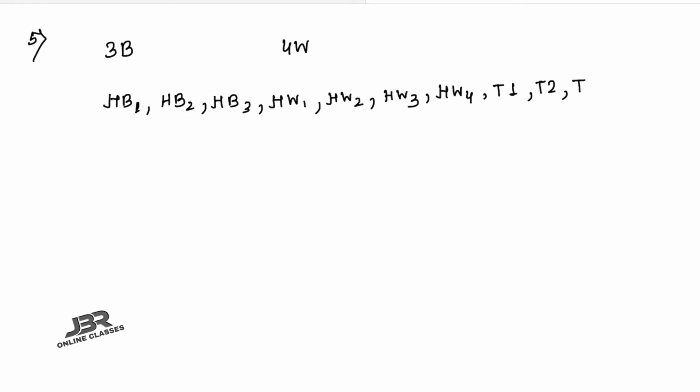Now in that case, here HB1, then HB2, HB3, then HW1, HW2, HW3, HW4. After that, here T1, T2, as if it's a tail, then we have to throw a die. So that's why T1, T2, T3, T4, T5, and last one here, T6. So these are the answers. Now, sum number 6.